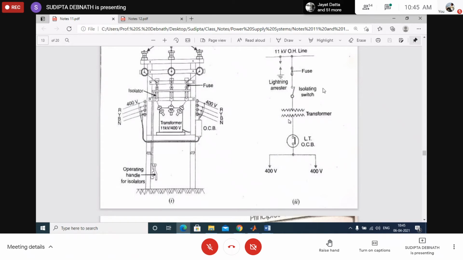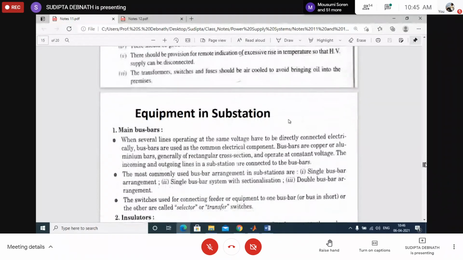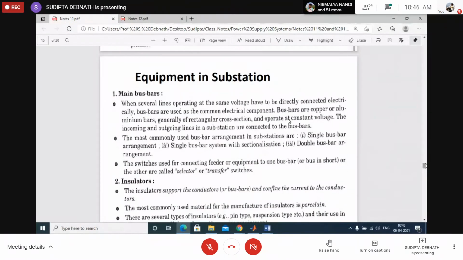Then a lightning arrestor may be present, a fuse maybe is present, the isolating switch, which is simply a switch, is present. The transformer is present, and circuit breakers are present. So these are some of the common equipment. What are the other equipment present in a substation? First, the main bus bar. Actually, bus bar, I told you, is used when there are several lines in the substation operating at different voltages.